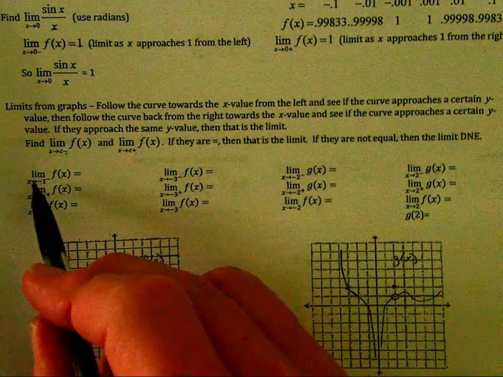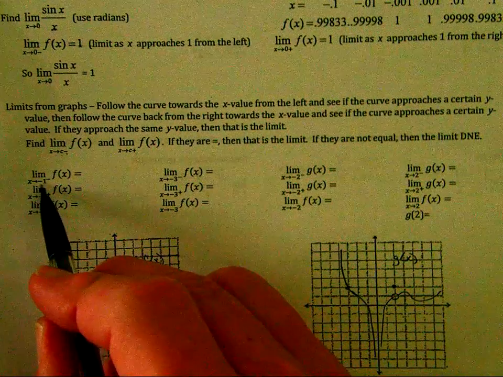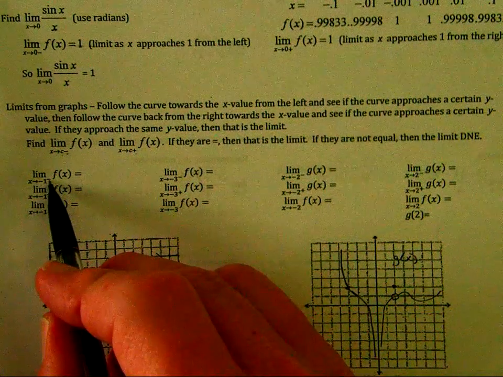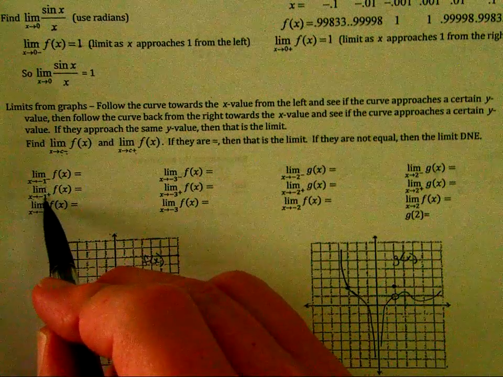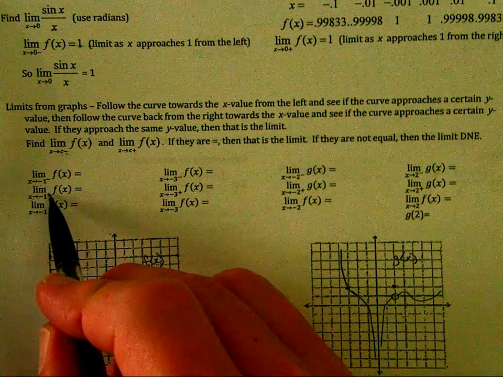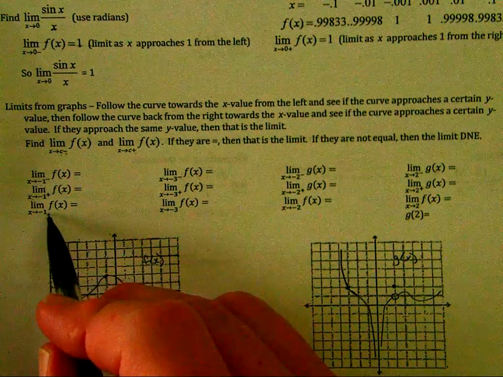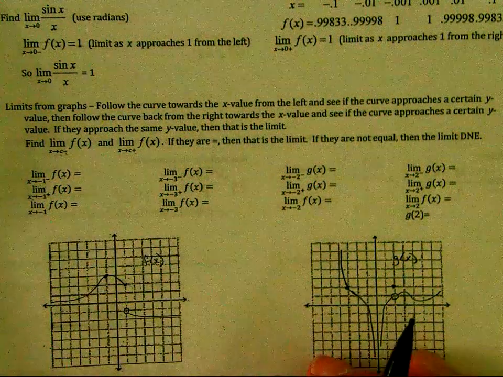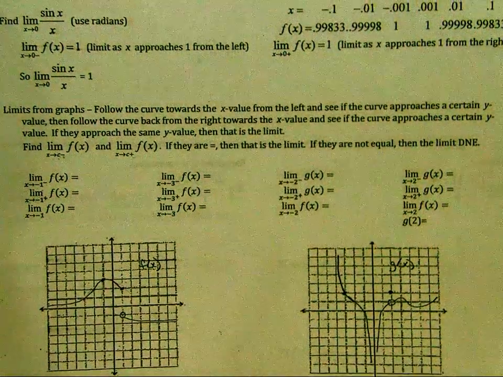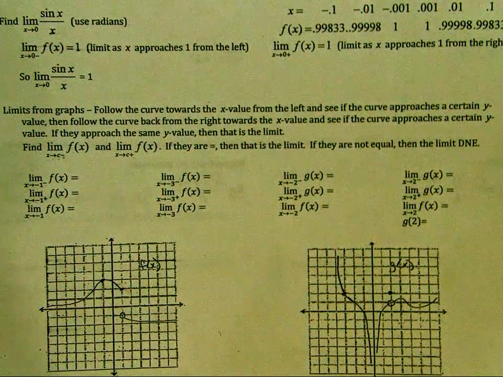So like here, we're saying this is the limit as x approaches -1 from the left. Here, this is the limit as x approaches -1 from the right. Then when there's no plus or minus, that means the overall limit at that point. That's where you look and say, does the limit from the left match the limit from the right? If it does, then that is your limit.